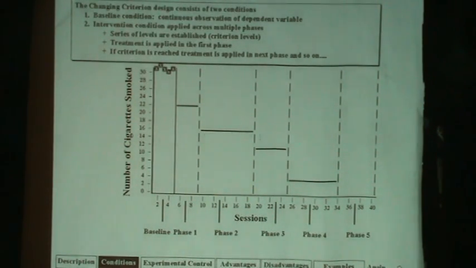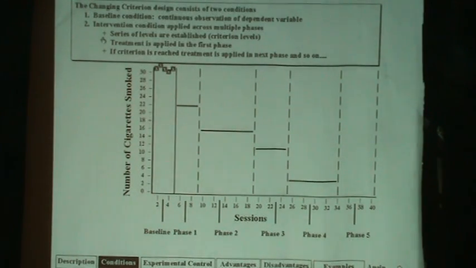So from here all the way over, this is all the intervention, and each one of these is a phase of the intervention. And you'll notice that the phases are in different lengths or different amounts of days. This phase goes from about 5 to 9. This phase goes from about 9 to 19. This phase goes about 19 to 25. This goes from about 25 to 34 and 34 to 40. And this is done by design so that each phase is not exactly equal in length.